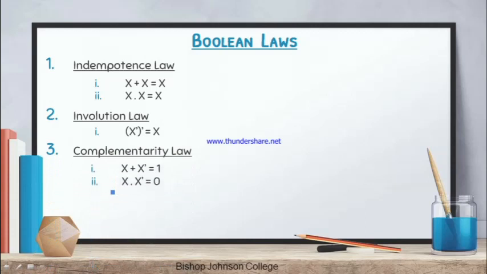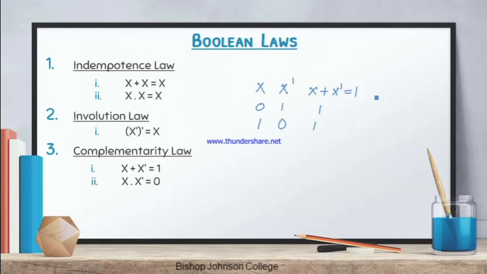Now the third is the complementarity law. X is 0, 1, and X bar is the opposite, 1, 0. Now X plus X bar. So it is a plus operator between the first two columns. 0 plus 1 is 1, and 1 plus 0 is also 1. So you can say X plus X bar is always 1.